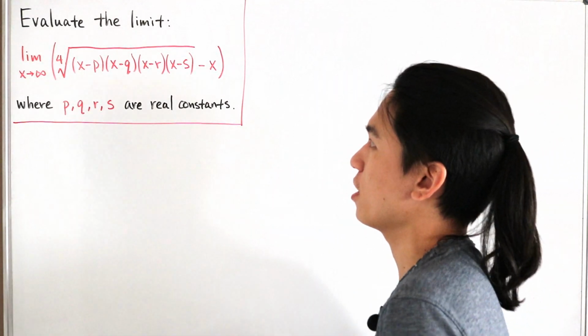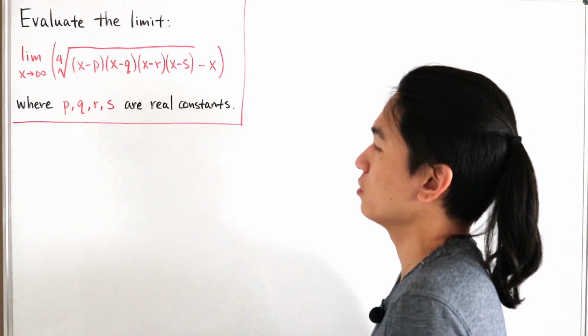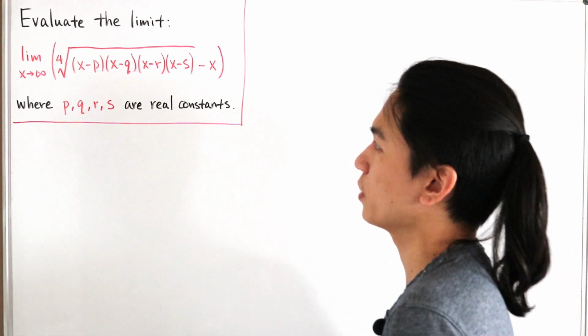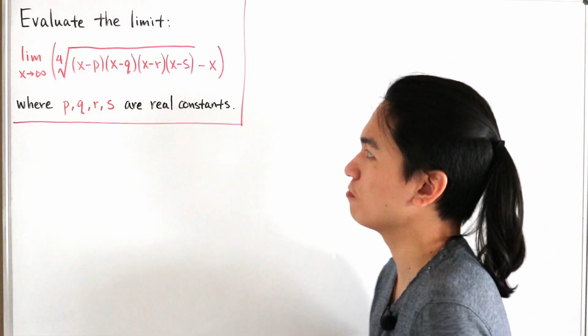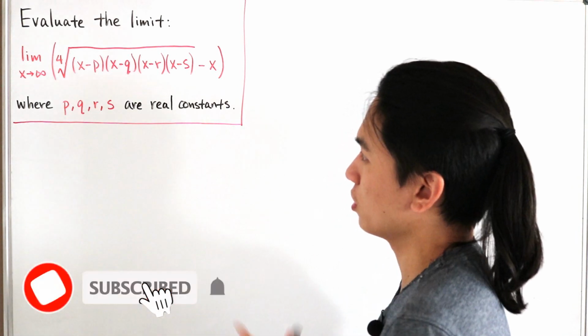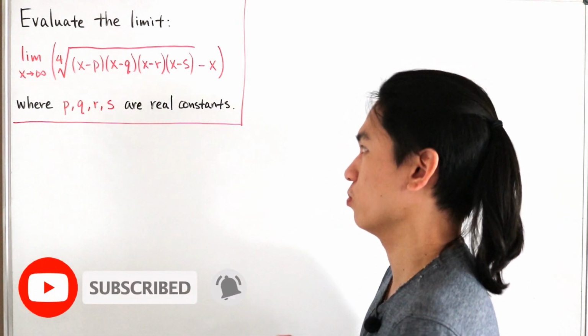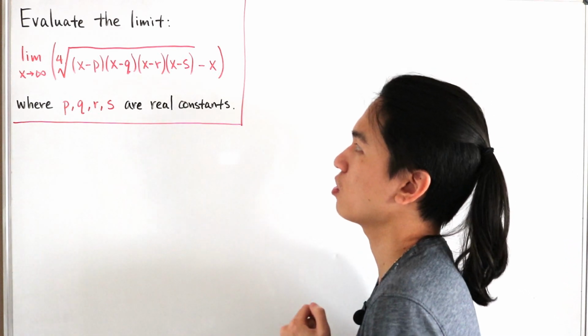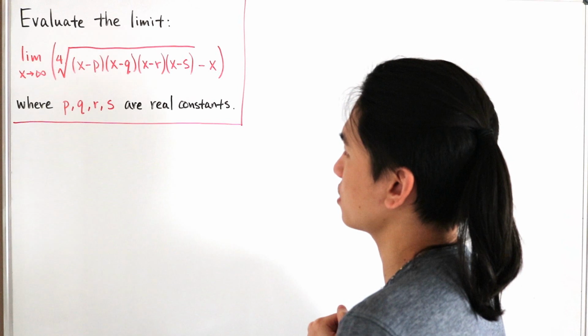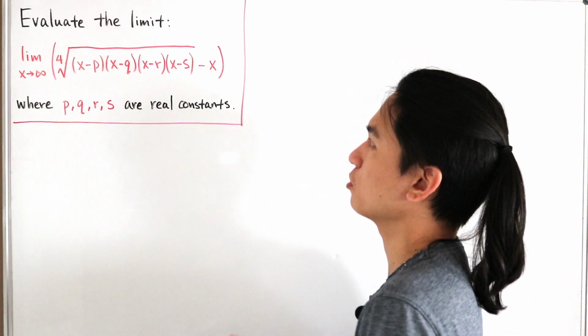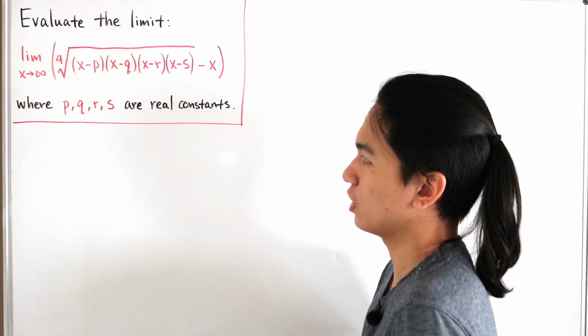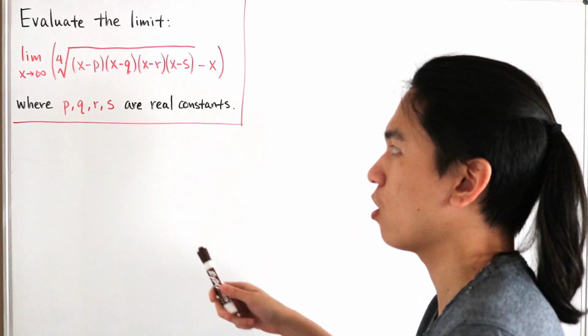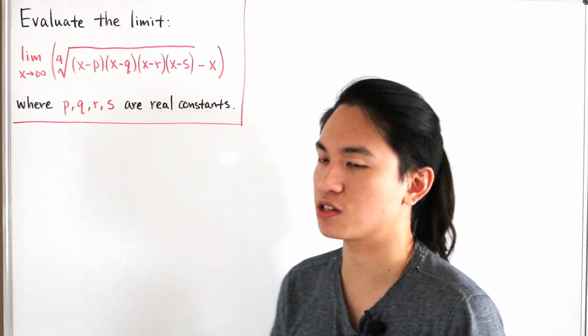So here we have a limit that we want to evaluate. The following limit is the limit as x approaches infinity of the fourth root of x minus p times x minus q times x minus r times x minus s, and then outside of that radical, subtract x. And of course, P, Q, R, and S are real constants.